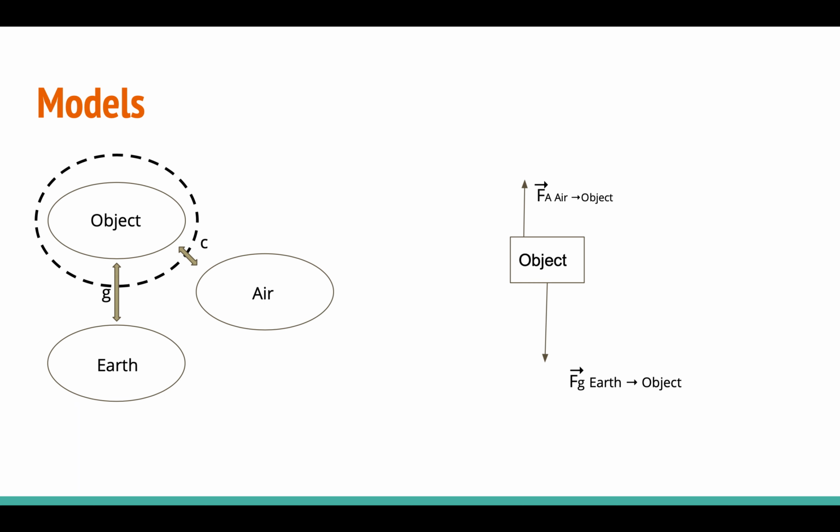So in this, our system schema would involve the object that is being dropped, the air, and the earth, and there's a gravitational force between the object and the earth and a contact force between the object and the air. And then for our force diagram, you would have the force of gravity acting downwards upon the object, and then you would have the force due to air resistance acting upwards on the object.